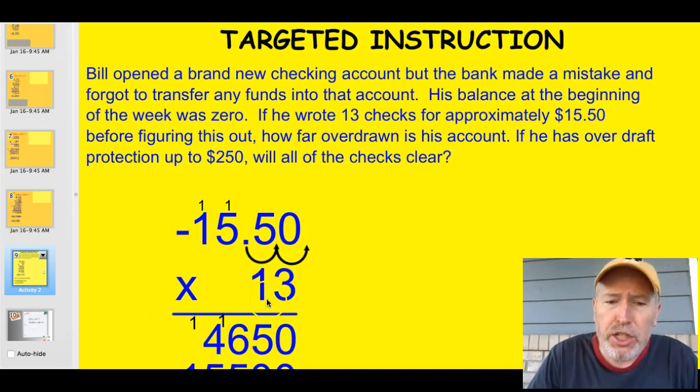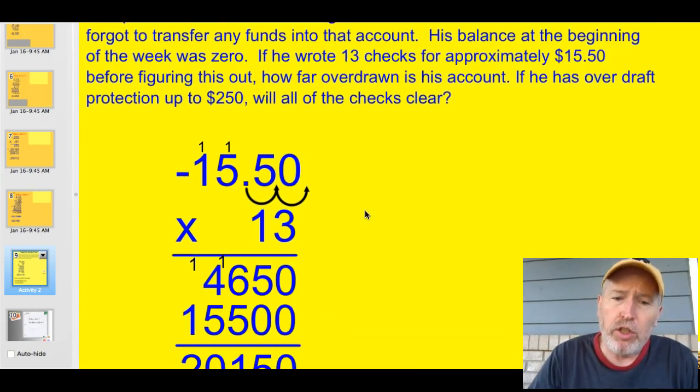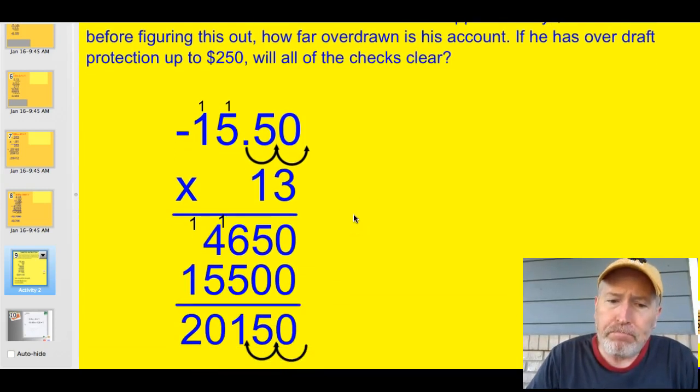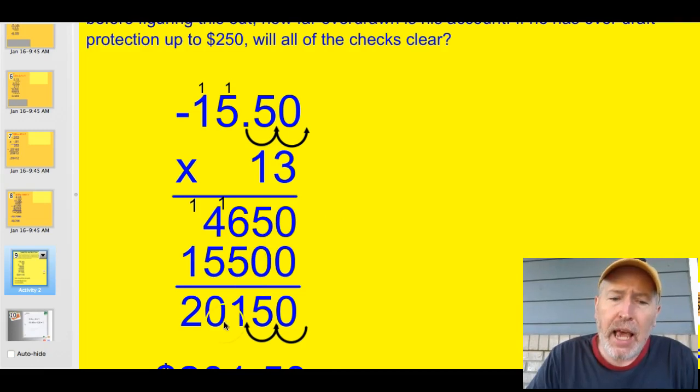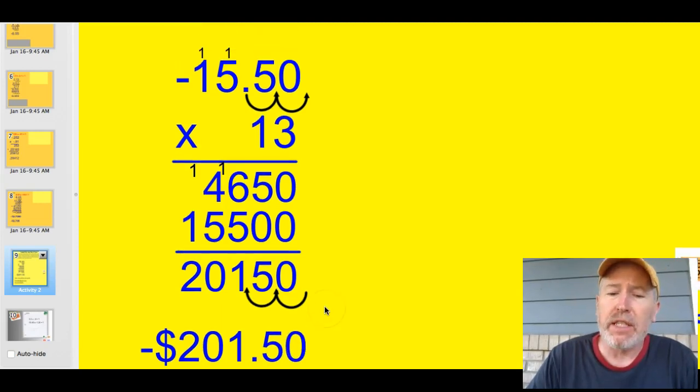So he writes 13 checks, and the checks were worth about a negative $15.50 because they're drawing out of his account, taking money out of his account. So if you multiply that out, you'll see that he has about $201.50. Now, of course, that's a negative number, about negative $201.50.